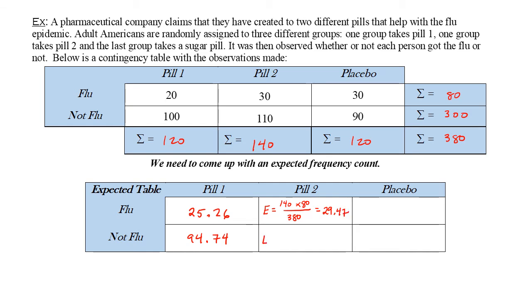And then let's do the expected value for those who took pill 2 and didn't get the flu. So here we would do again the total in the column, which was 140, times the total in the row, which was 300, divided by the grand total, 380.